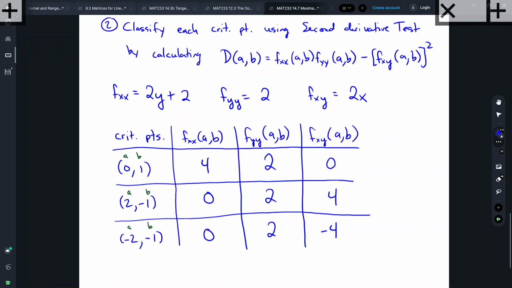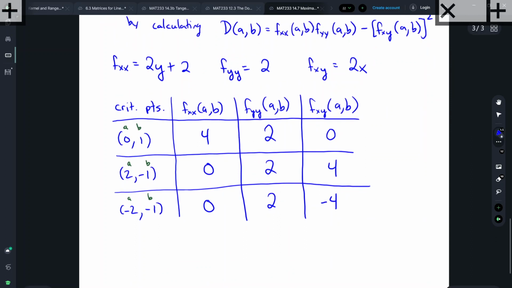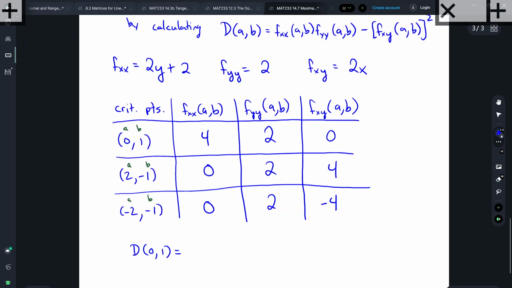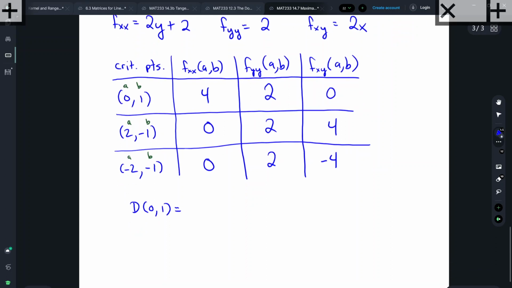Okay, so having plugged in and calculated all of these, now I can just put it together for the discriminant. So let's calculate the discriminant for each of these. For the point 0, 1, the discriminant formula, again, I have at the top here. Let me just write it down again.